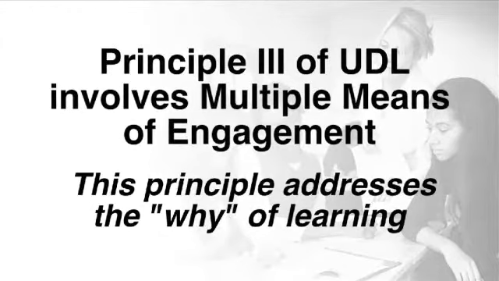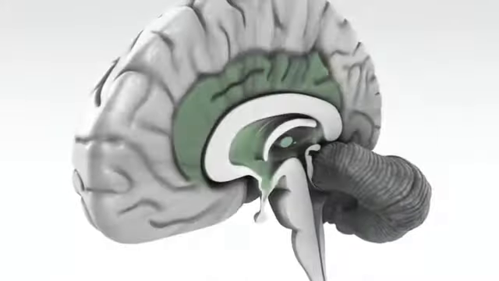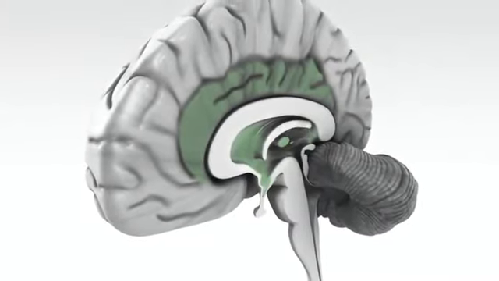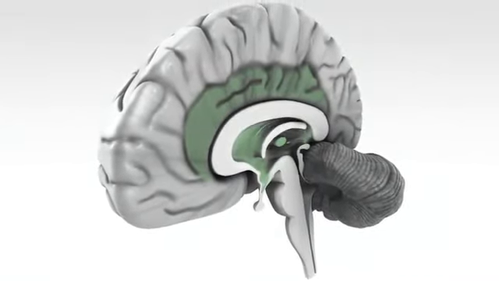The third and final UDL principle involves multiple means of engagement. This principle addresses the why of learning. This region of the brain is responsible for how learners become engaged and how they stay motivated. Students who feel challenged or can relate personally to the approach or material in a course are more likely to become interested or enthusiastic learners.